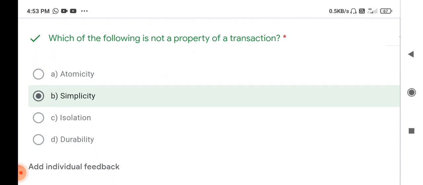Next question is, which of the following is not a property of transaction? For this question you must know the complete theory about transactions. A transaction has properties like atomicity, isolation, and durability. So simplicity is not a property of transaction.